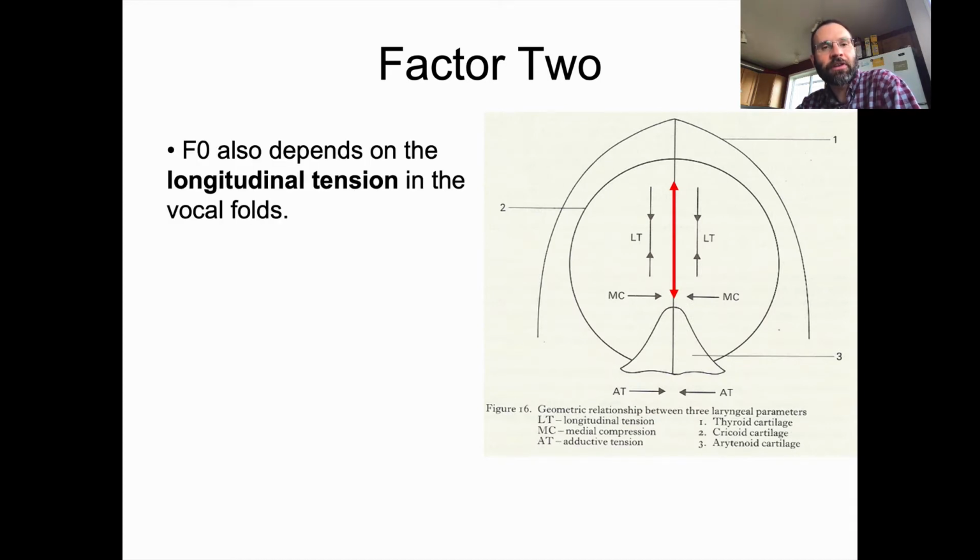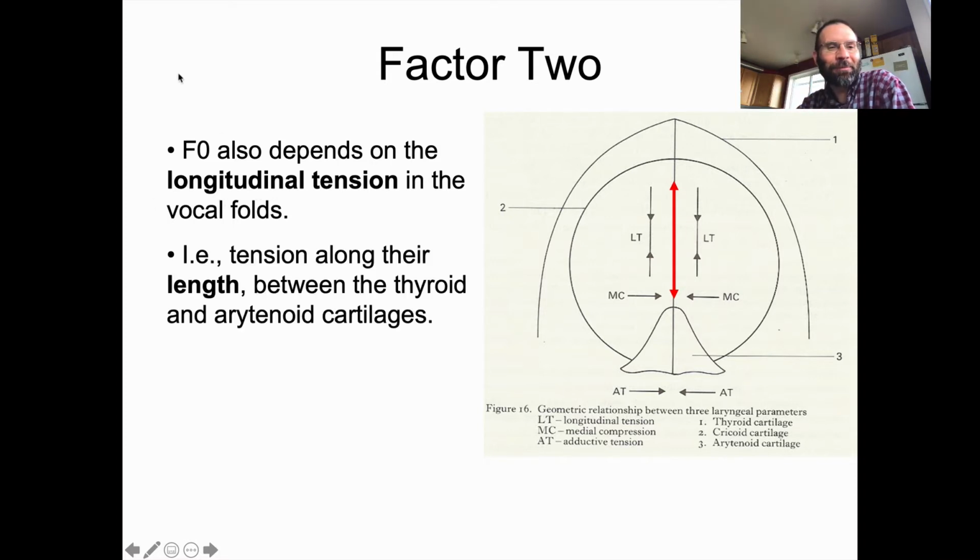F0 is also going to depend on what's called the longitudinal tension in the vocal folds. We talked already about adductive tension, which is labeled as AT here, which is the force towards the midline of your larynx. Longitudinal tension is in this dimension. So how much tension or force is there stretching the vocal folds lengthwise, which is where this word comes from. Longitudinal means lengthwise, right? Like longitude on a map. So how much tension is there along the length of the vocal folds between the thyroid and arytenoid cartilages?